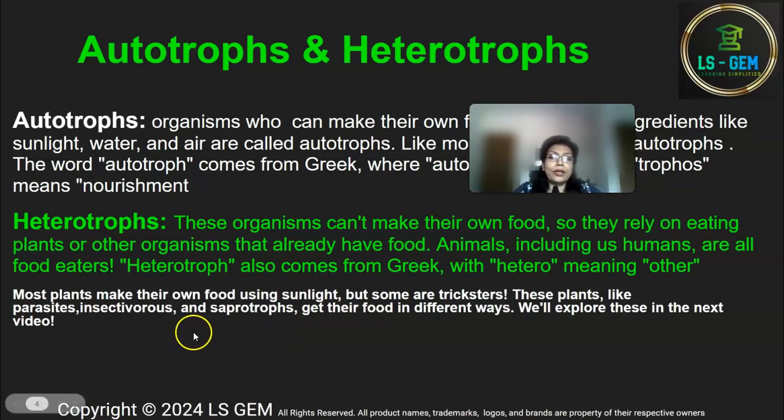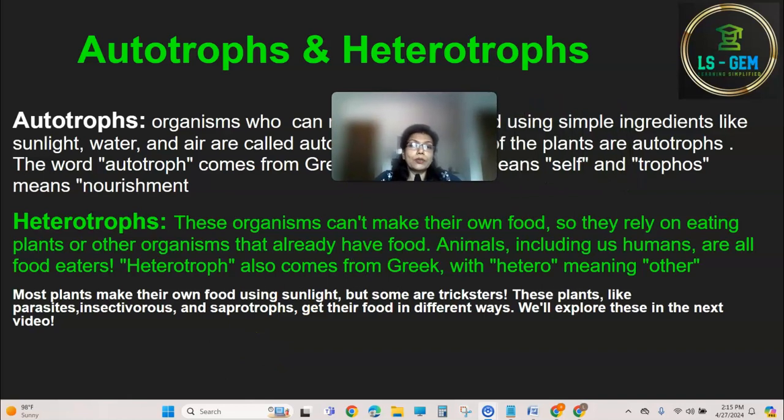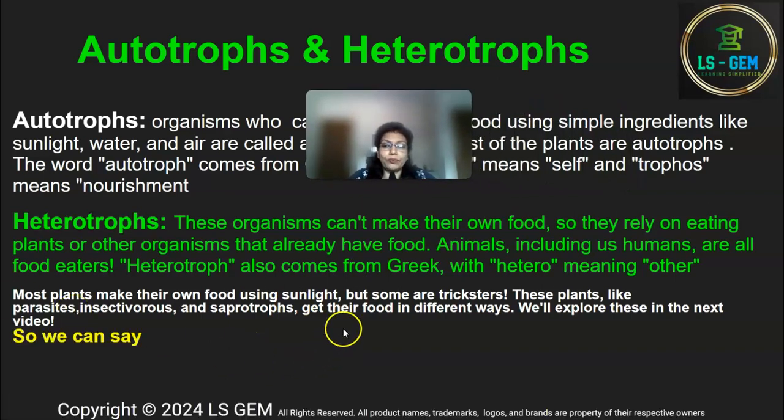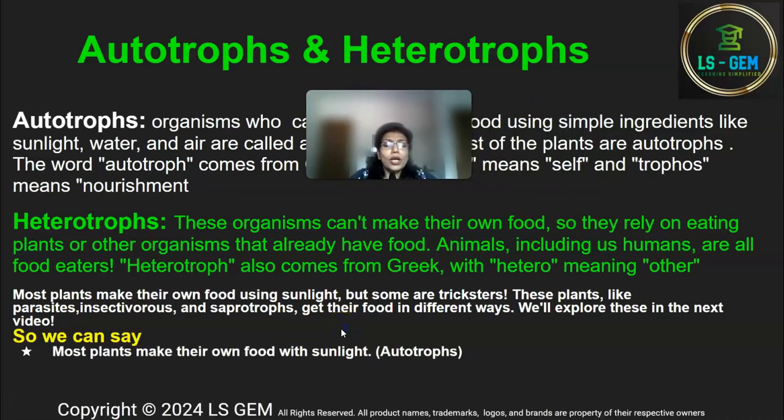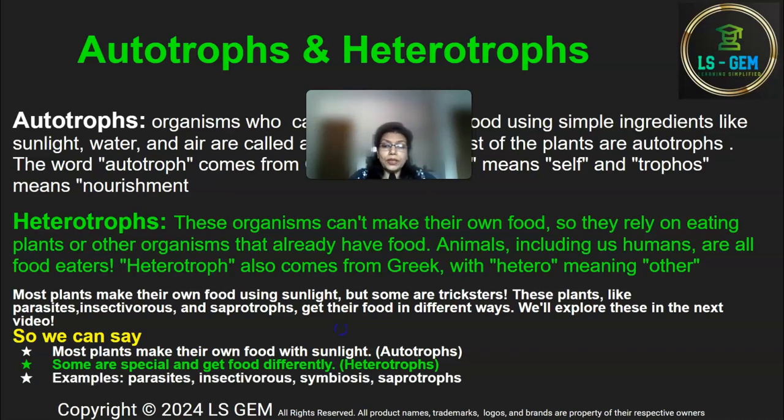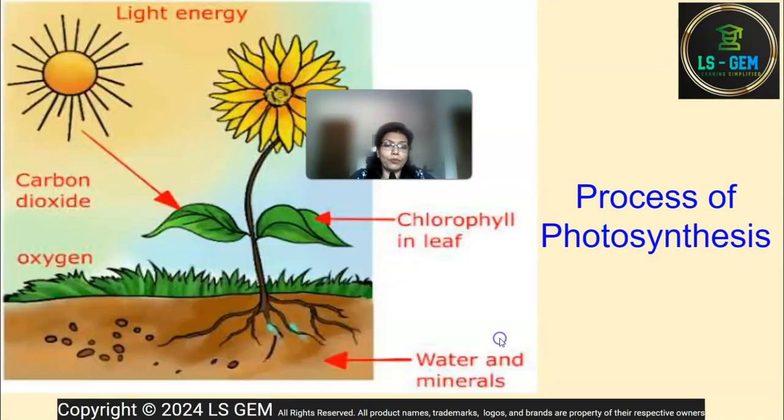Although most plants make their own food using sunlight, some are tricksters. These plants like parasite, insectivorous and saprotrophs get their food in a different way. We will explore this in the next video. So we can say most plants make their own food with sunlight, autotrophs. Some are special and get food differently. They are heterotrophs. And examples for heterotrophs are parasite, insectivorous, symbiosis, and saprotrophs.